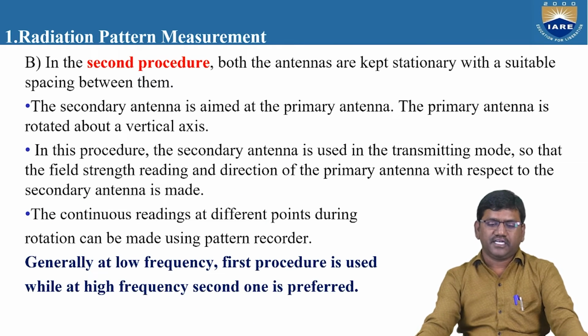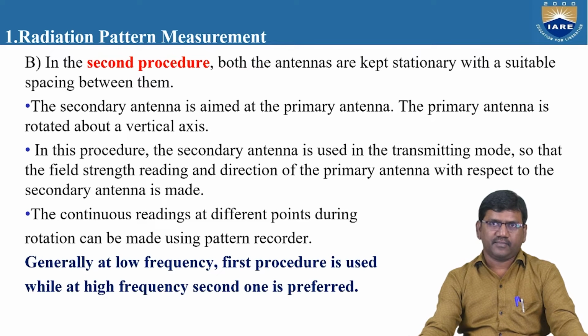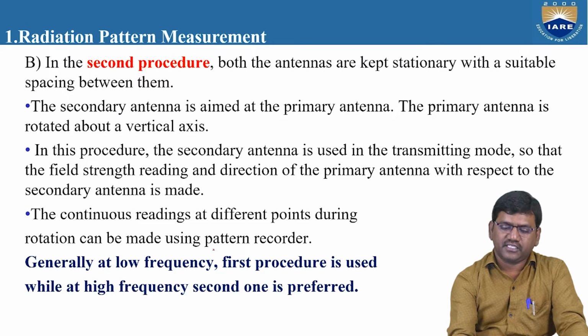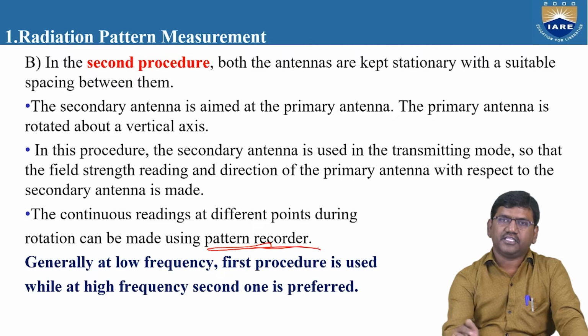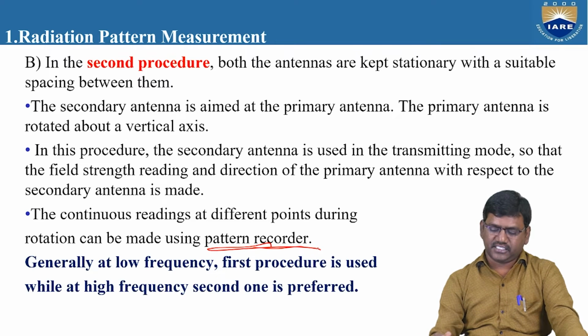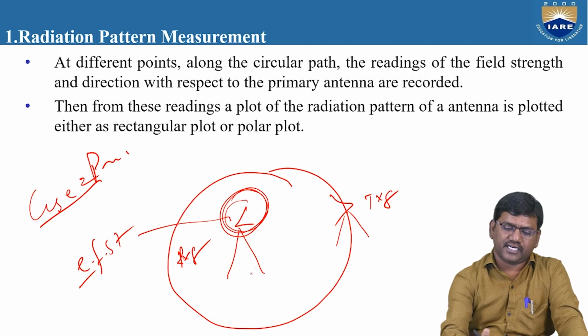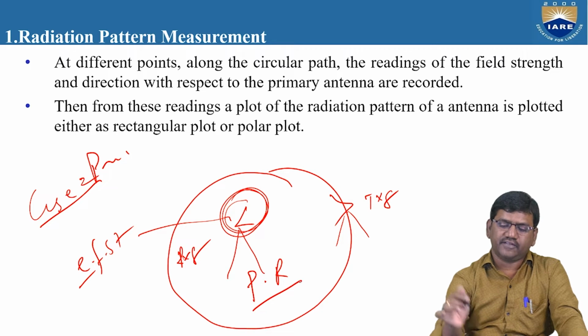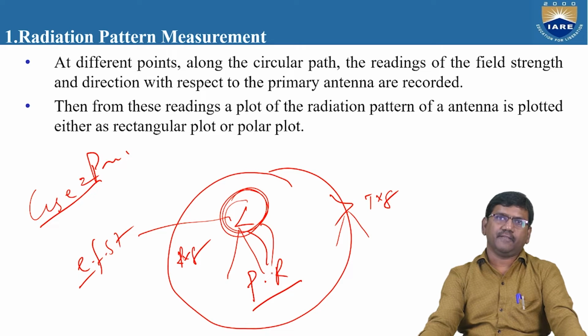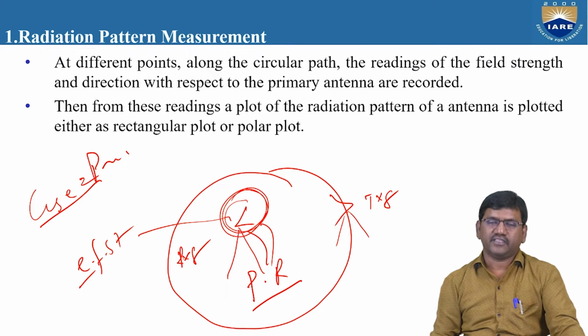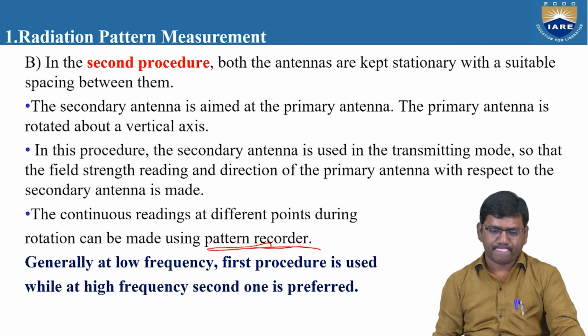So the readings at different points are noted by means of a pattern recorder. You can see here there is a pattern recorder. This pattern recorder is attached to the receiving antenna. It will record all the field strength points when the antenna is being rotated in clockwise direction or anti-clockwise direction with respect to the transmitting antenna.